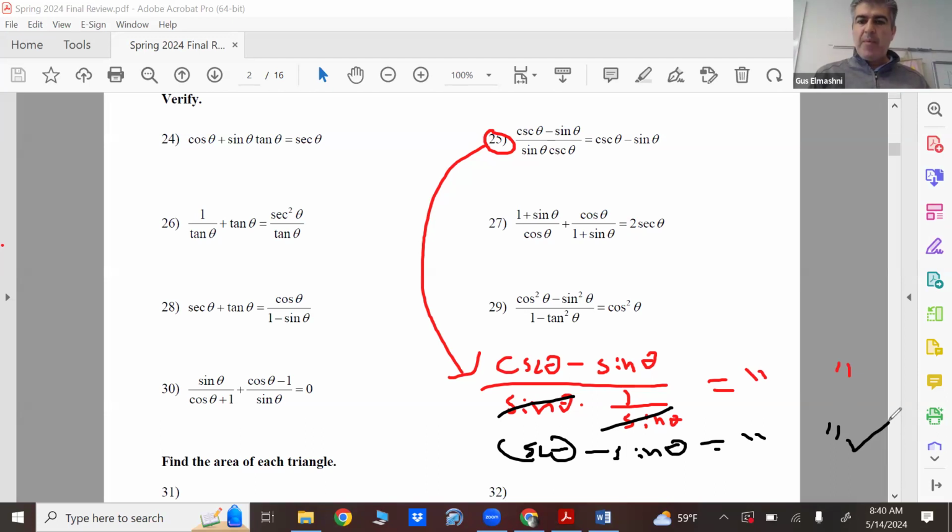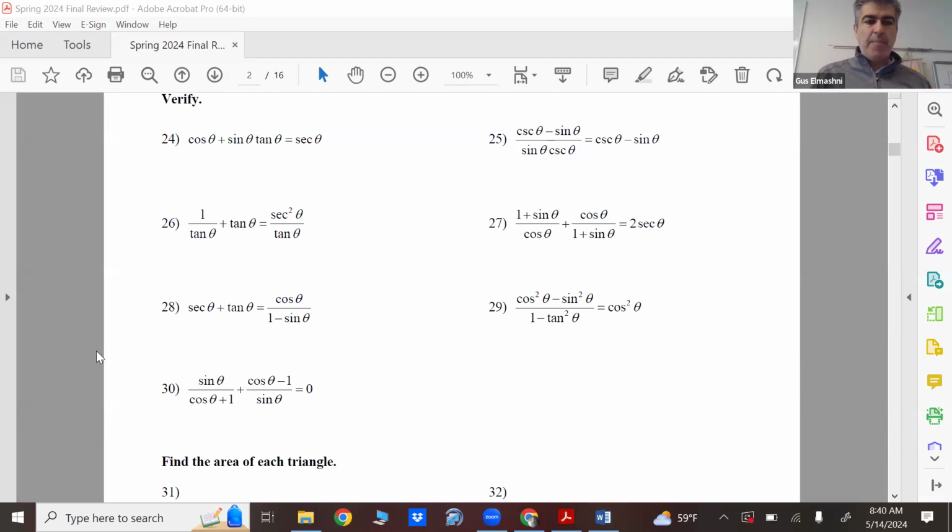So do keep in mind your destination. Your destination is cosine theta minus sine theta. So there's no reason to change this cosecant theta. Keep it as is. But that cosecant theta at the bottom, yes, I wanted to change that because it'd be nice if that was just one.